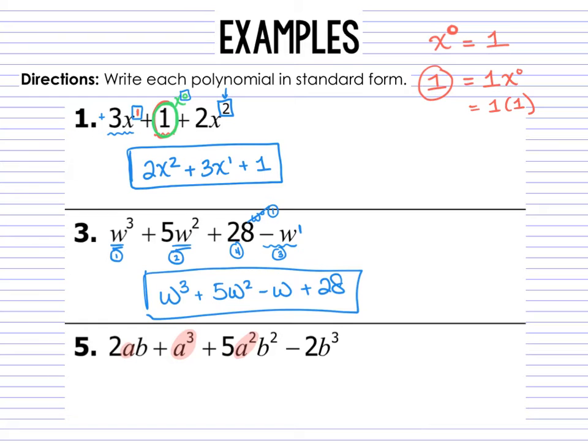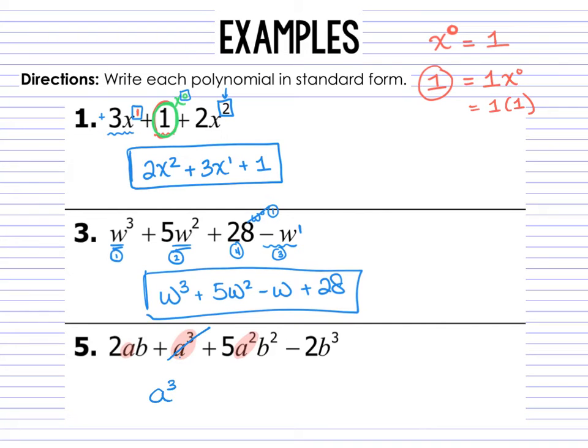So the a with the highest exponent, with the greatest exponent, is this a cubed. I'm going to write that first. a cubed is my first term in this polynomial. Sometimes it's helpful if you're trying to rewrite these, I find it can be helpful to cross them off as I rewrite them. So we've already done the a cubed.